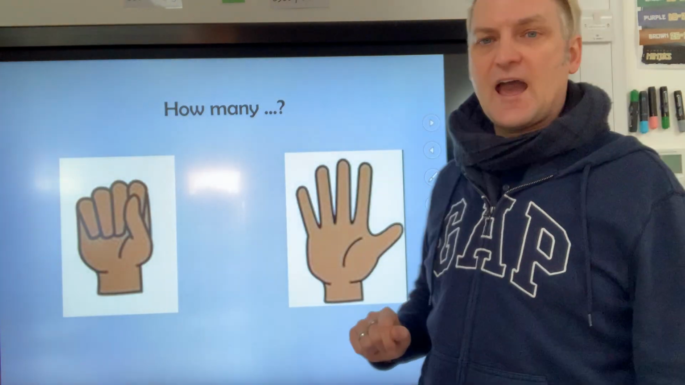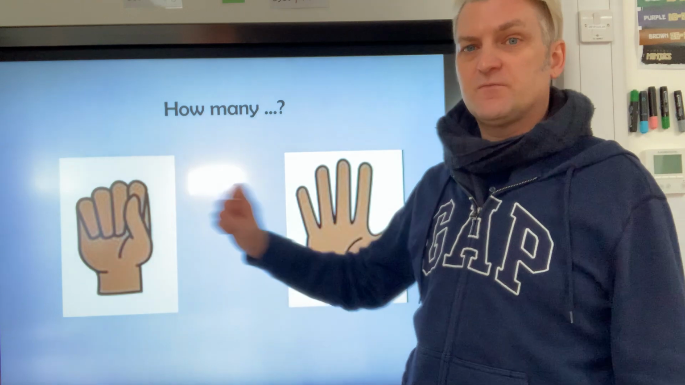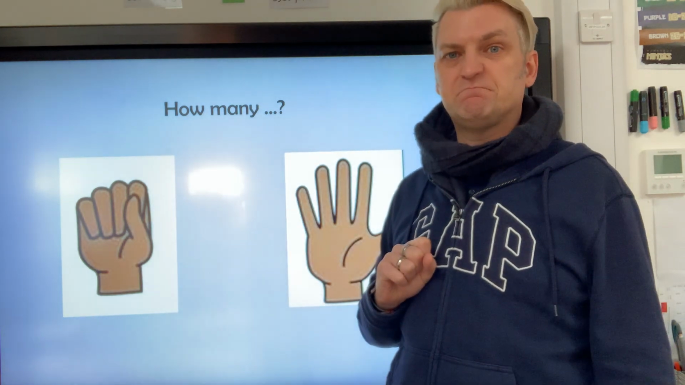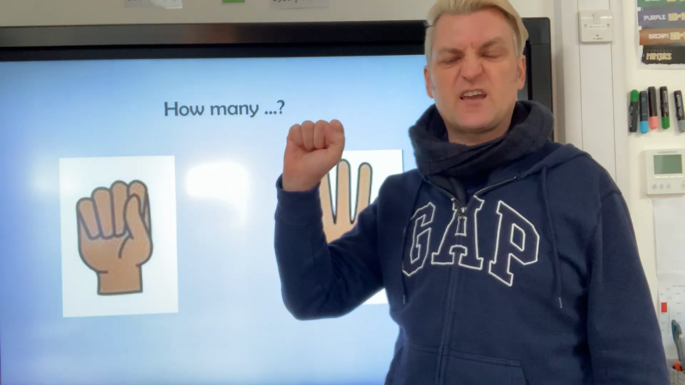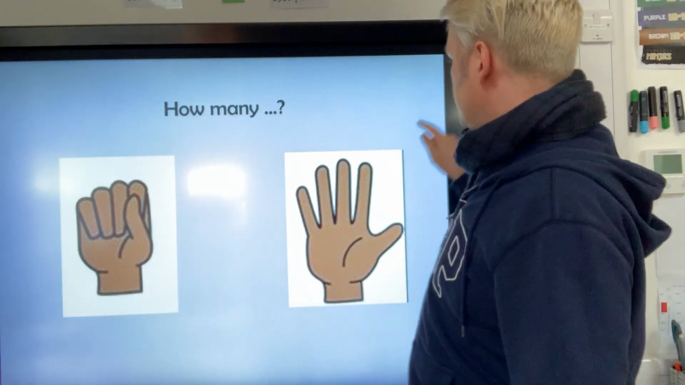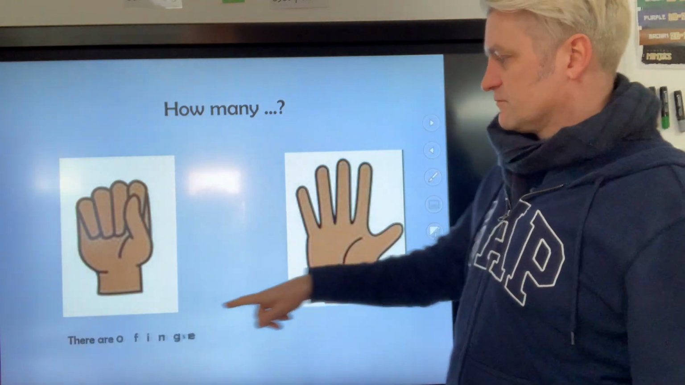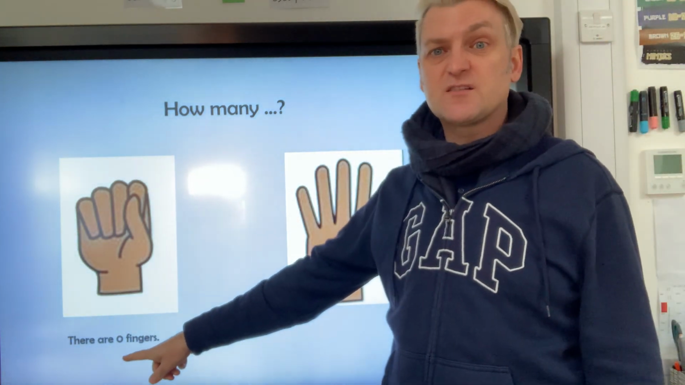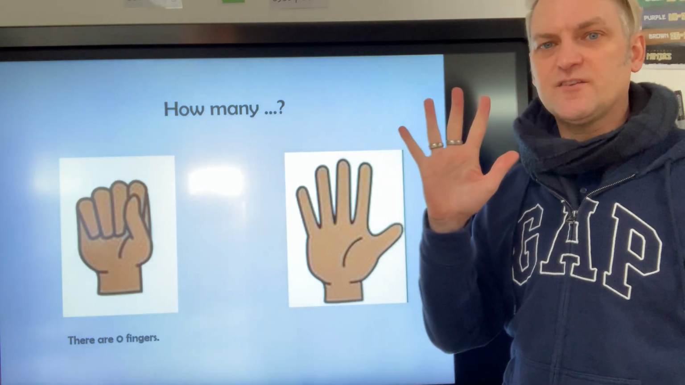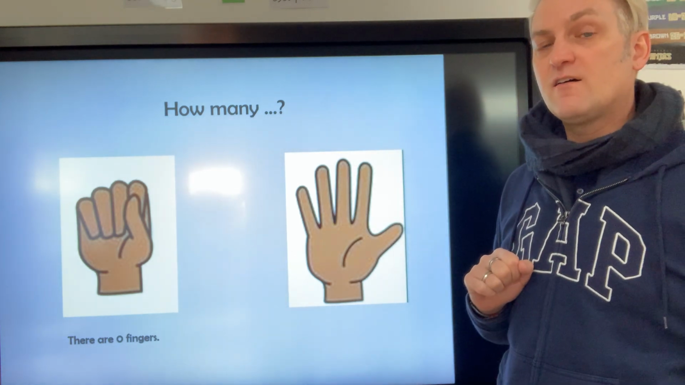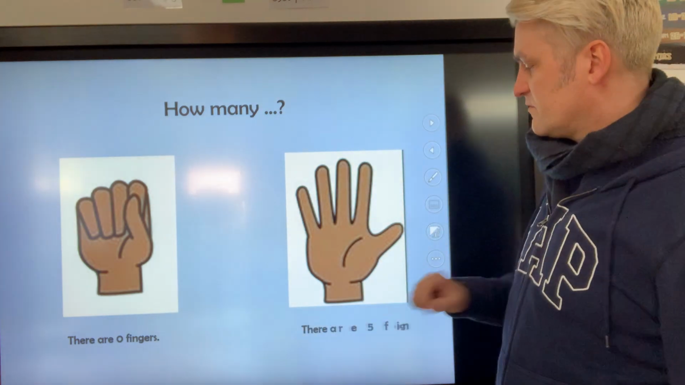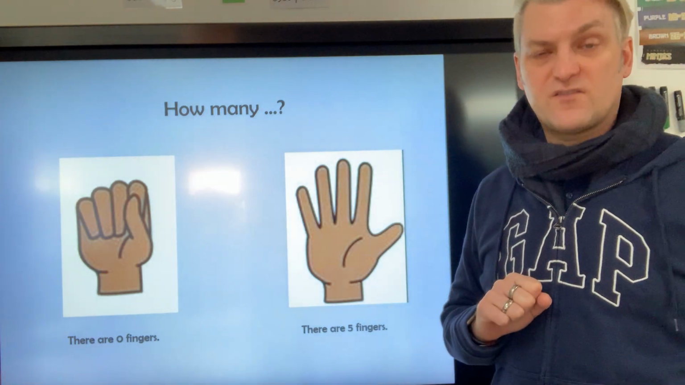Here we go. How many? Look at this hand. How many fingers are standing up? There are zero fingers standing up. There are zero fingers. Let's have a look. But what about this one? You can do it as well, can't you? There are five fingers.